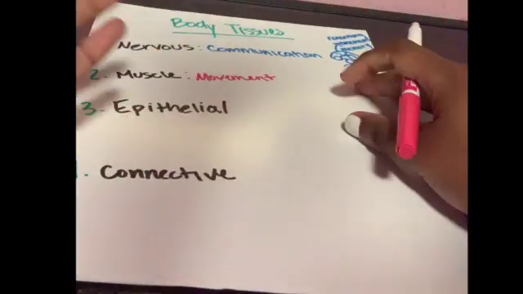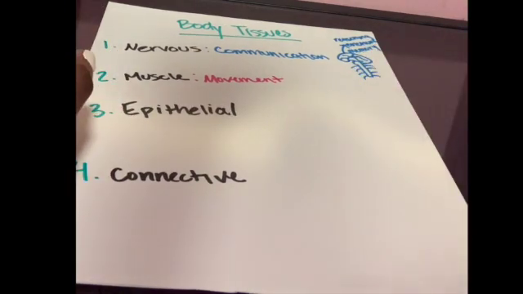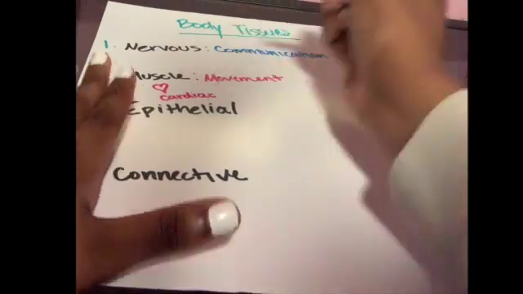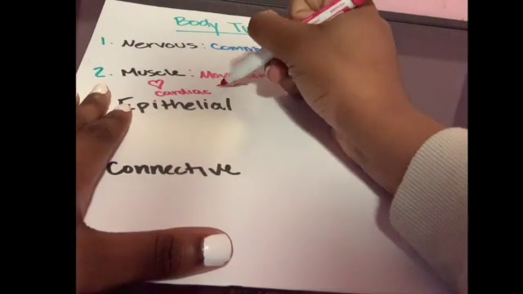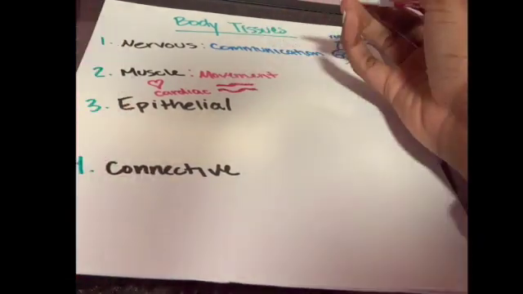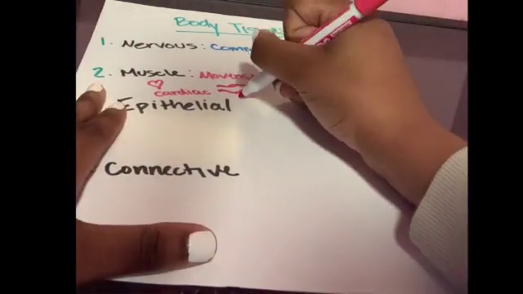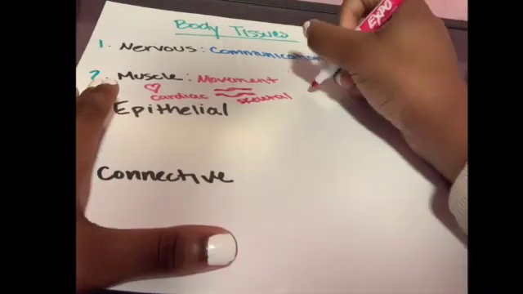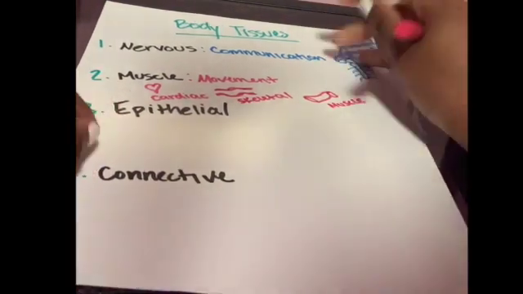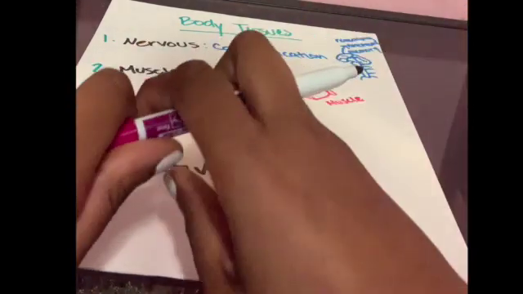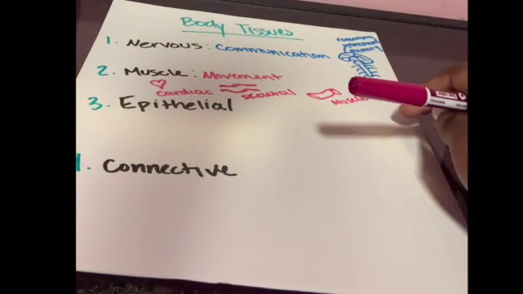And then for muscle, I would write movement beside it. And the 3 little pictures underneath I would draw is a heart, a bone, and a muscle, because as we discussed in the video earlier, muscle tissue is responsible for the movement of our bones, and is divided into 3 parts. So it's the cardiac, skeletal, and muscle.